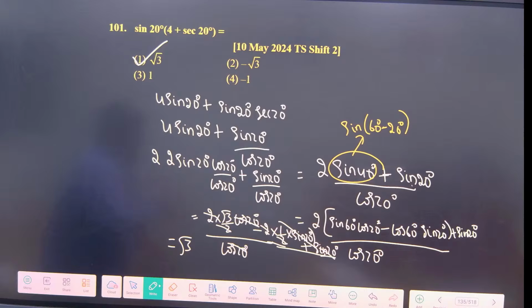Be it 0 degree, 30 degree, 45, 60, 90, 18, 54, 36, like that, 22.5, all these angles you have to know. At least for sine you should know. Tan for some values you should know. Tan of 15 degrees is what? 2 minus root 3. Cot of 15 degrees is 2 plus root 3, like that.